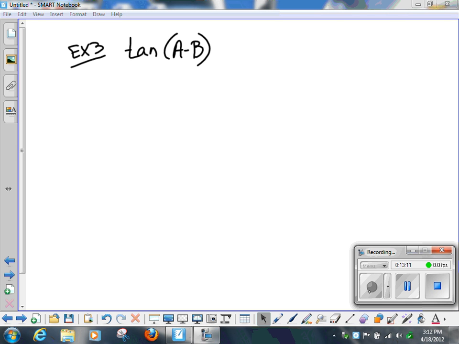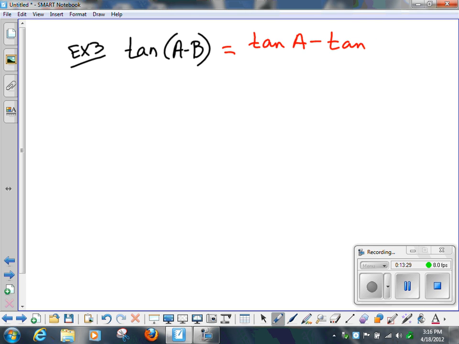Exactly. Hey, find tangent of A minus B. Find that for me real quickly. Same triangles, same everything. Different formula. And old school, all right, formula: tangent A minus tangent B, all of that over 1 plus tangent A, tangent B.